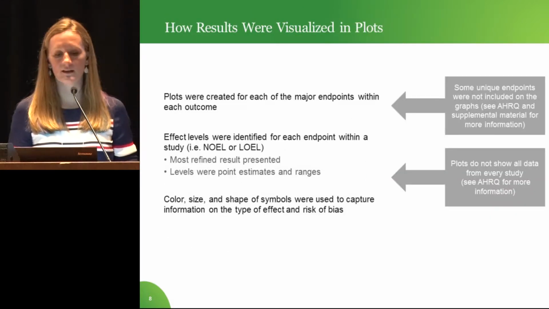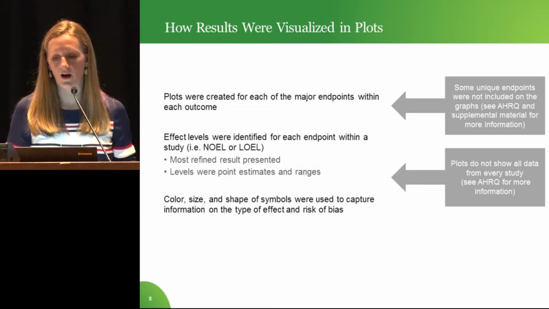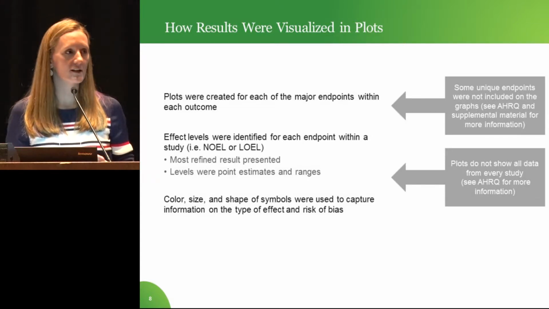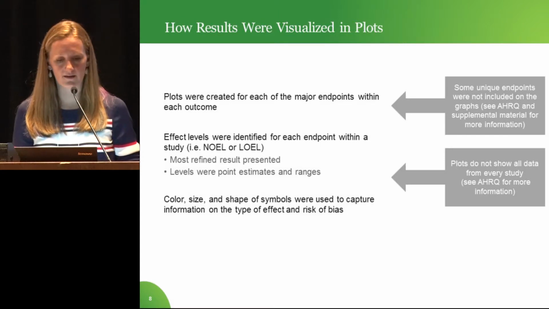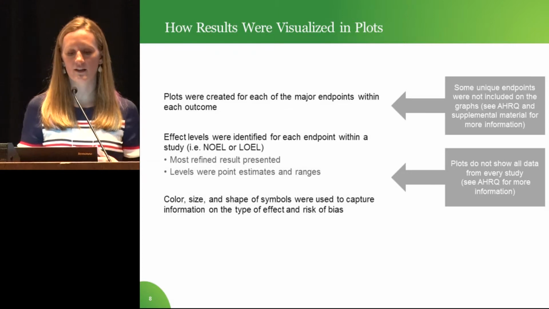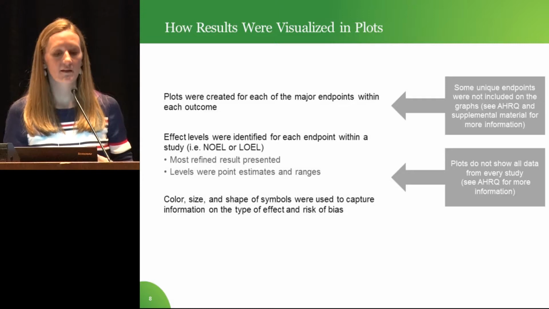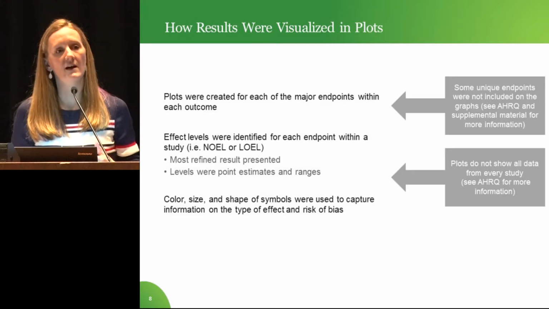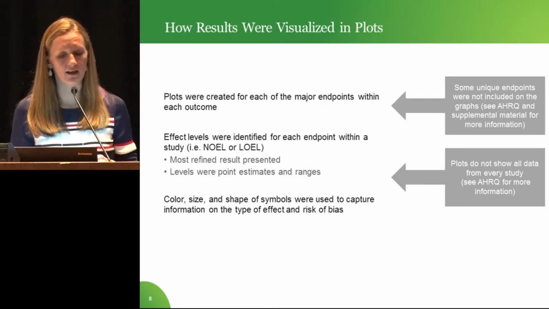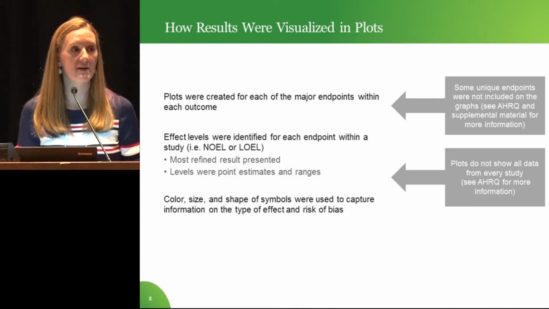I do want to take a few minutes to talk through how we tried to visualize some of the information in the plots. As I mentioned earlier, we really wanted to, where we could, provide quantitative estimates of these comparisons. So we created plots in order to try to show information from these studies relative to the comparator. And in order to develop these plots, we had to be selective, and this is where those values, for example, the no-effect levels and low-effect levels, came in from these studies. These were selected based on the most refined result presented in that paper.